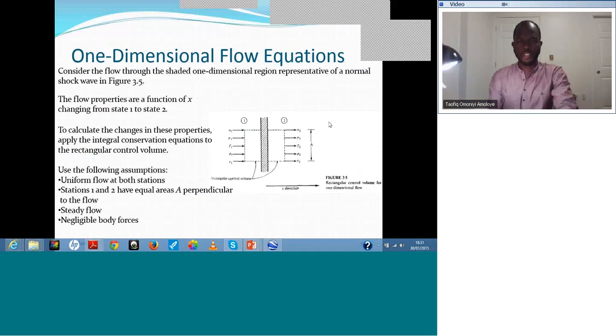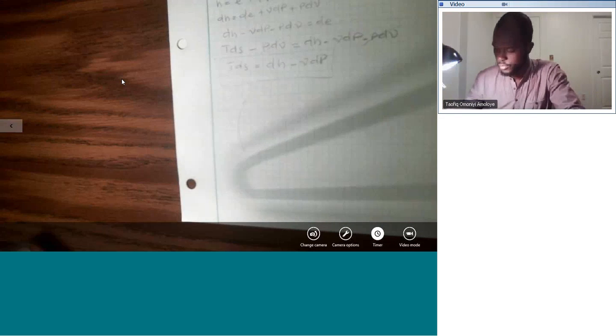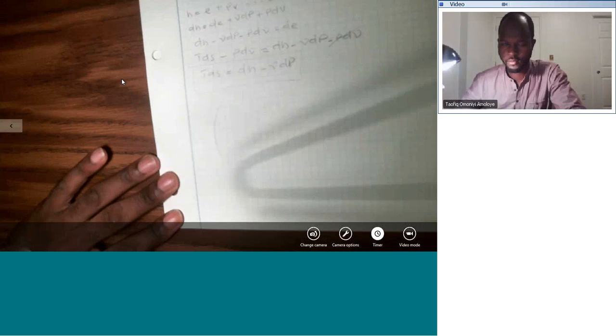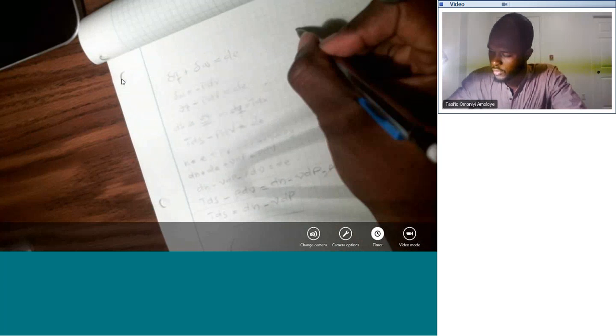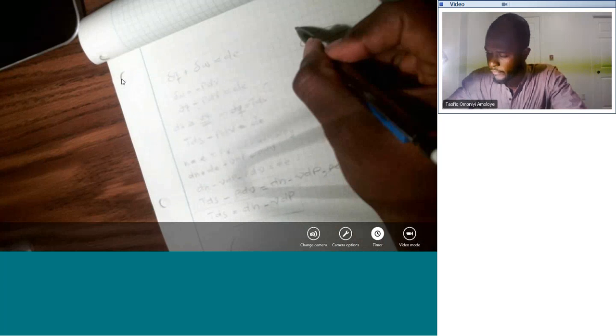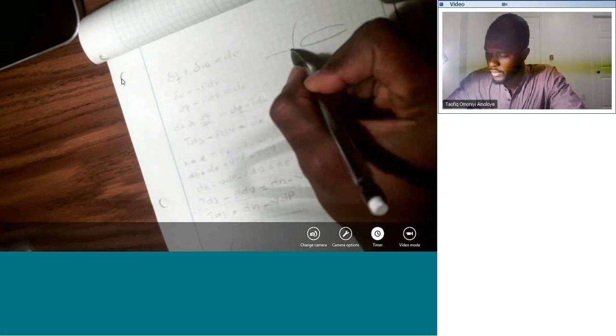Normal shock wave, that is the part of the bow shock wave which is just perpendicular to the flow direction. Like I showed before, let's say you have the airplane and you have the shockwave there, and then the flow direction is there. So that portion of the shockwave, where if you blow it out you see something like this, and the flow is just perpendicular to it, that's the portion we call the normal shock wave.